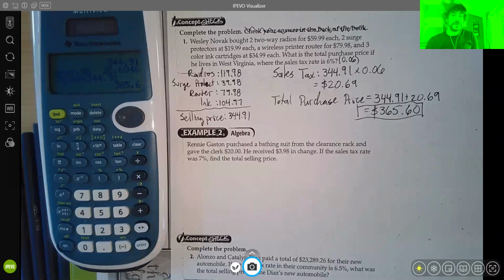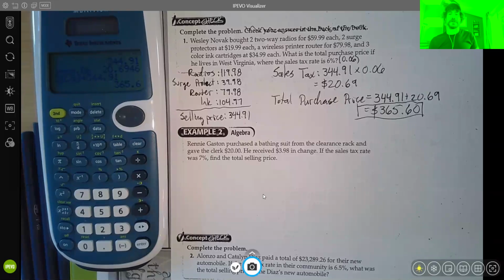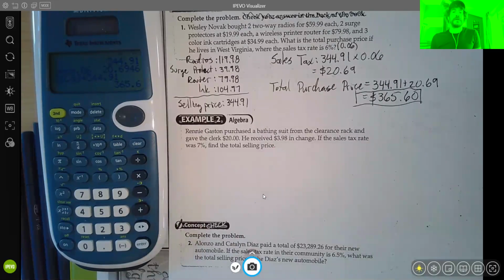Now the next two have a little bit of algebra involved with them. So let's go ahead and see what these are all about. Our second one here: Rennie Gaston purchased a bathing suit from the clearance rack and gave the clerk $20. He received $3.98 in change. If the sales tax rate was 7%, find the total selling price.